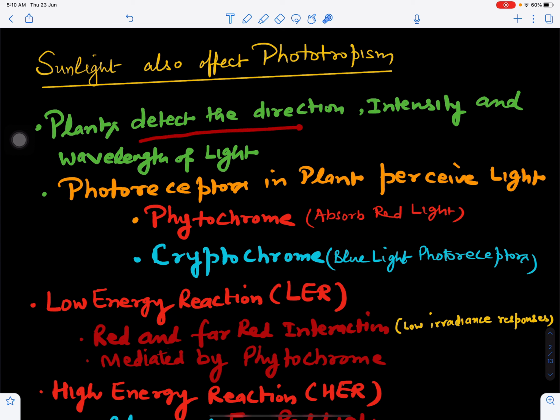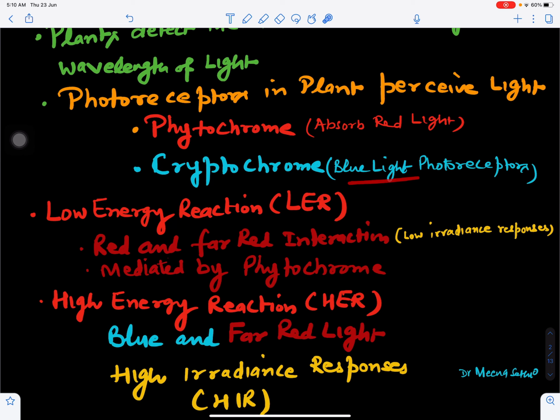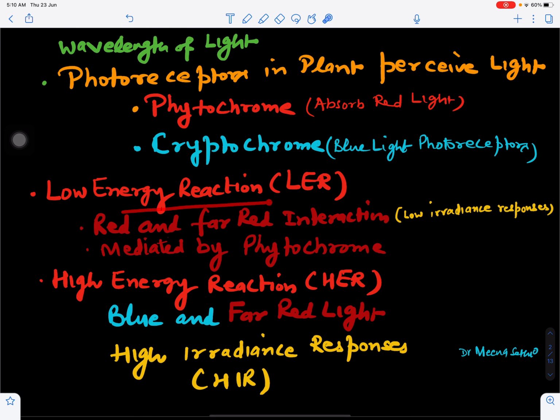Plants detect the direction, intensity, and wavelength of light, and they will bend toward the light, and photoreceptors in such plants will perceive the light, and photoreceptors mean receptors which can perceive the light. So these are of two types, phytochromes and cryptochromes. Now, phytochromes usually absorb red light, and cryptochromes are photosensory pigments which absorb blue light. So there are two kinds of reaction. One is called low energy reaction, and second is called high energy reactions.